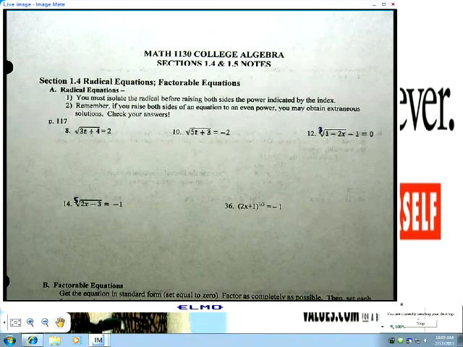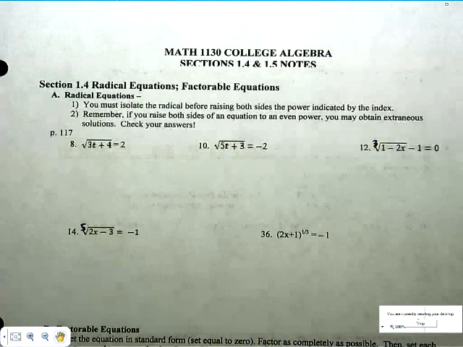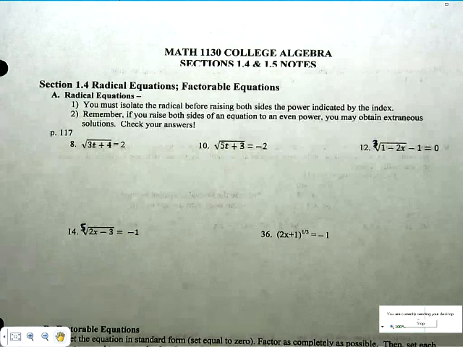Today we're talking about 1.4 and 1.5. And I think it's pretty easy, two sections. 1.4 is equations with radicals in them, and 1.5 is inequalities. So we're just going to touch both of those sections rather lightly.